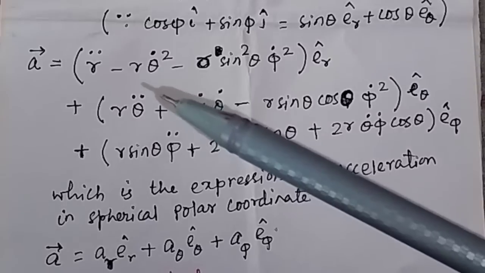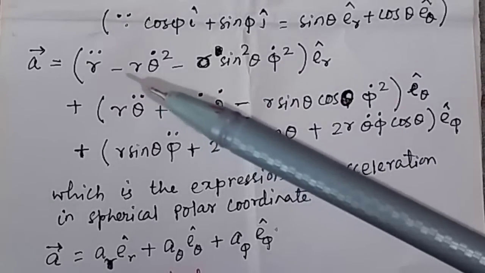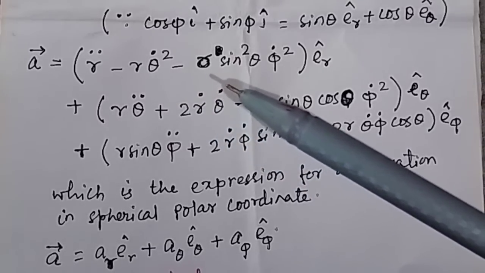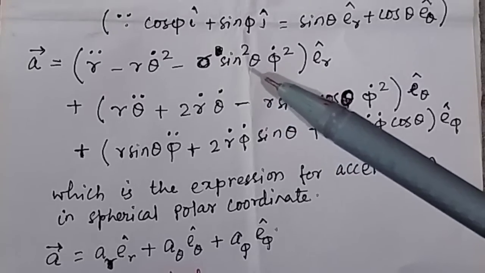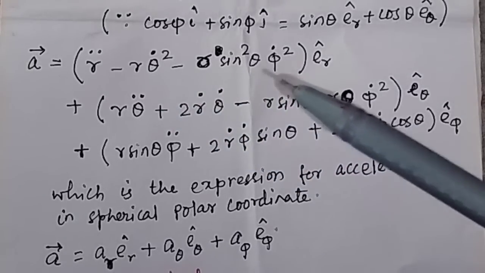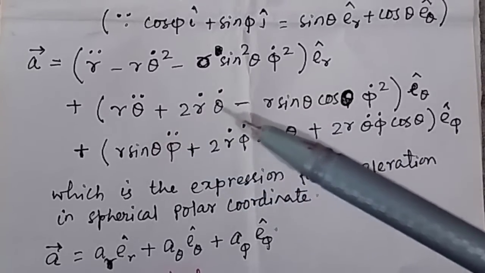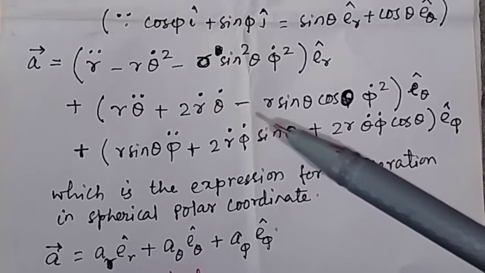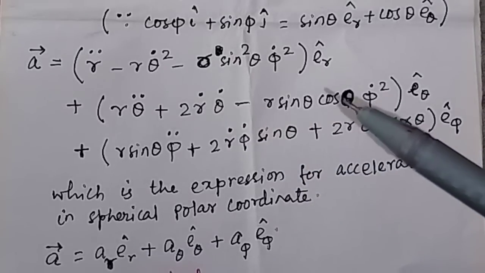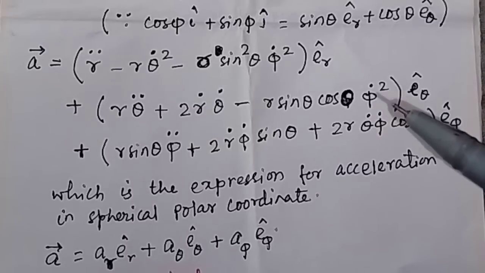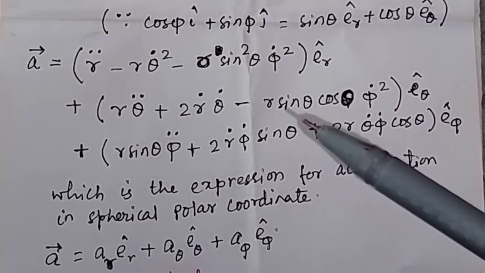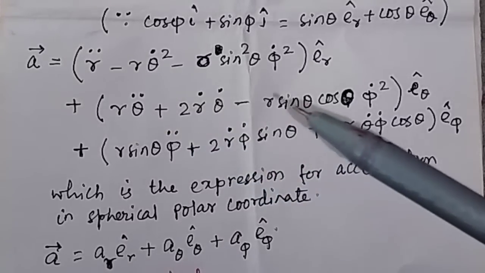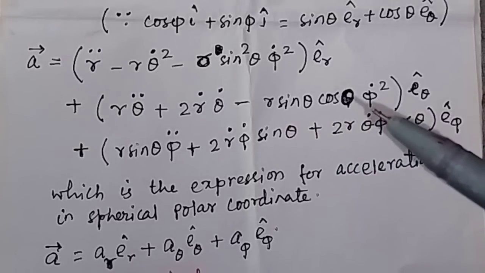This is your radial acceleration. You have to remember it, that is r double dot minus r theta dot square minus r phi dot square sin square theta. This is your radial acceleration, and this acceleration, r theta double dot plus 2 r dot theta dot minus r phi dot square sin theta cos theta, this term is your meridional acceleration, that is across the meridian. This acceleration is across the meridian, that is a perpendicular plane.